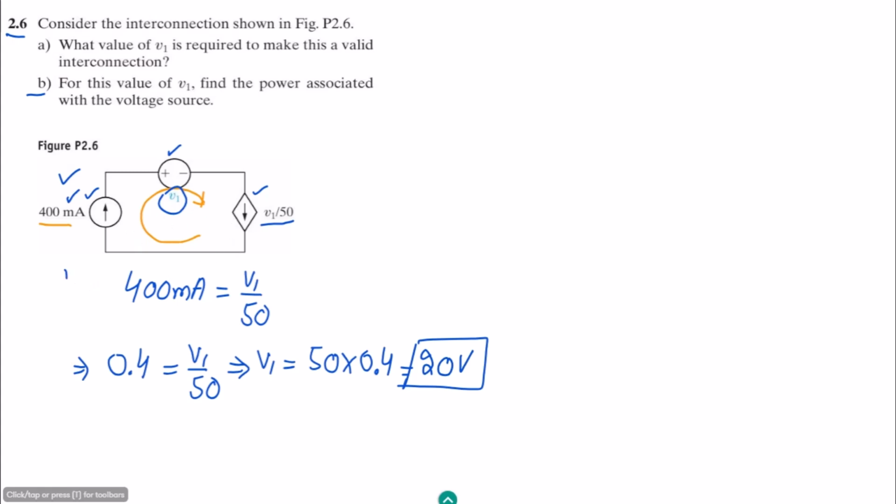That is basically the solution of part A of our question, where we have found the value of V1 for the validity of the circuit. In part B of our question, given the value of V1 which is 20 volts, what should be the power associated with the voltage source? As we can see, the actual direction of the current is here, for which we have also found the value of V.